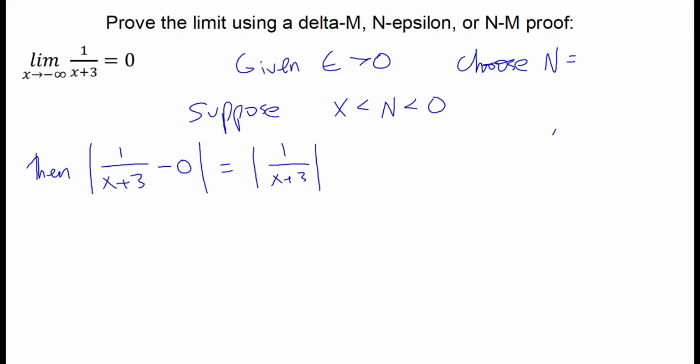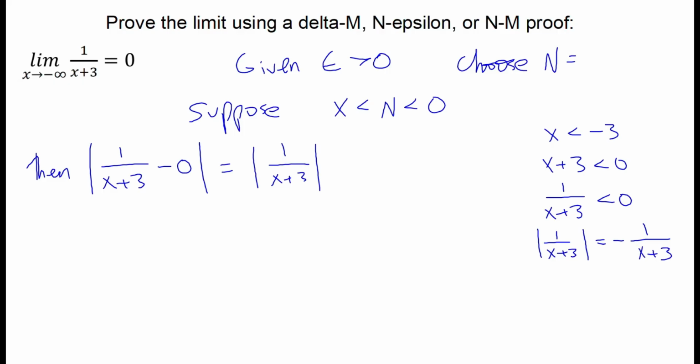And so we know that if x is less than -3, then x plus 3 is less than 0. So if x plus 3 is less than 0, then 1 over x plus 3 is also less than 0, which would tell me that the absolute value of 1 over x plus 3 should equal the opposite of 1 over x plus 3. So we're going to say that this is equal to the opposite of 1 over x plus 3, so long as we let x be less than -3.